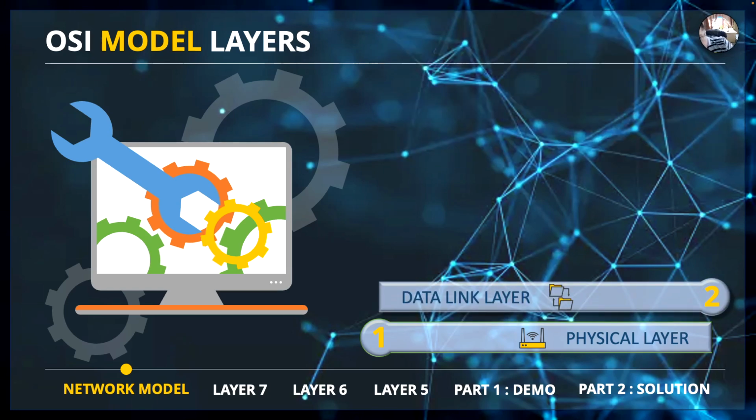Layer 2, the data link layer. The data link layer provides reliable and error-free communication between 2 directly connected devices in the network. It is responsible for framing data into frames, detecting and correcting errors, and managing access to the physical medium. This layer ensures the integrity of the data transmission over the physical layer.